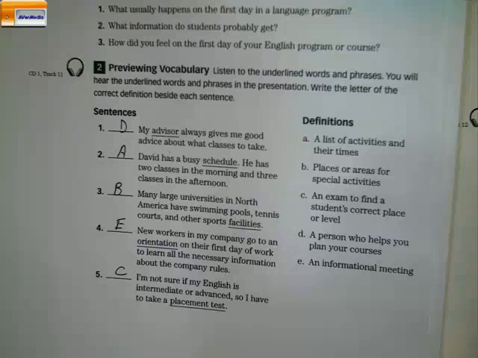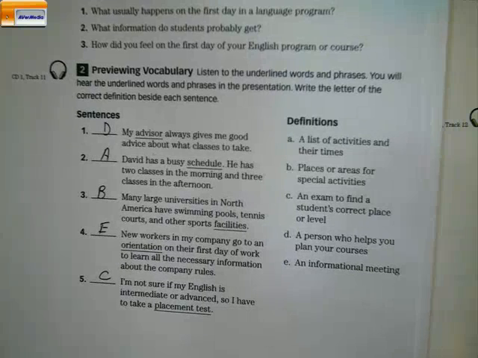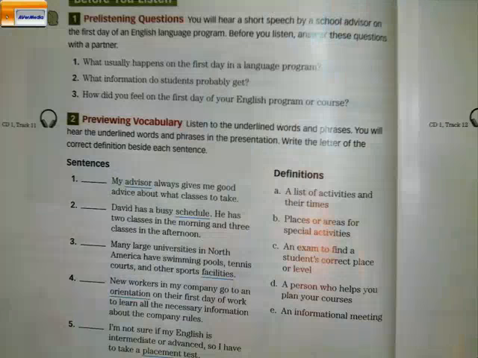And finally, number 5, placement test. I'm not sure if my English is intermediate or advanced, so I have to take a placement test. And we chose C, an exam to find a student's correct place or level. All of these words will be important in the presentation you will hear shortly. Let's move on now to the next page.